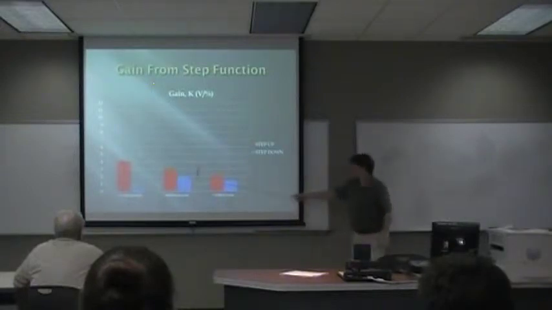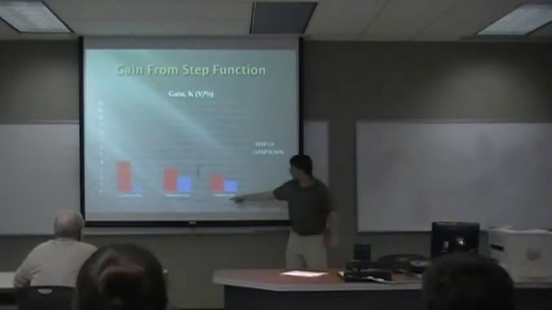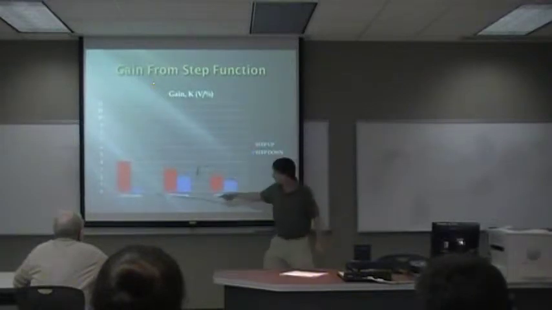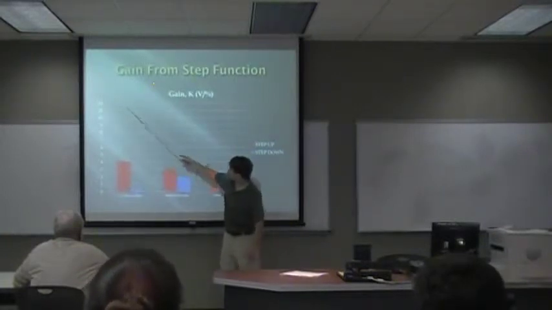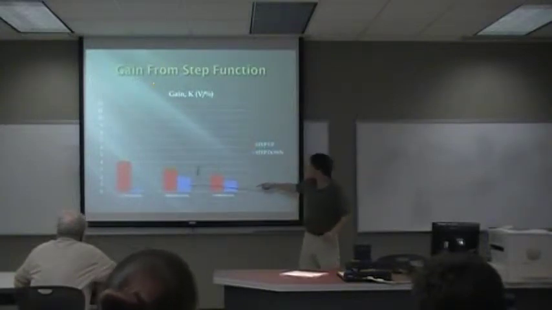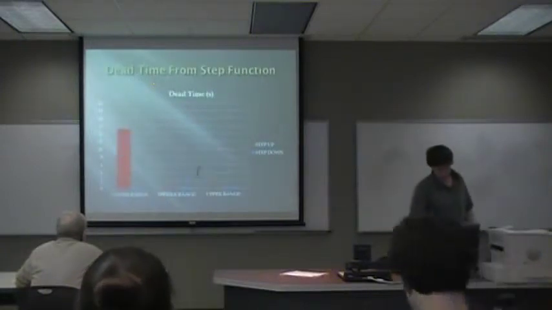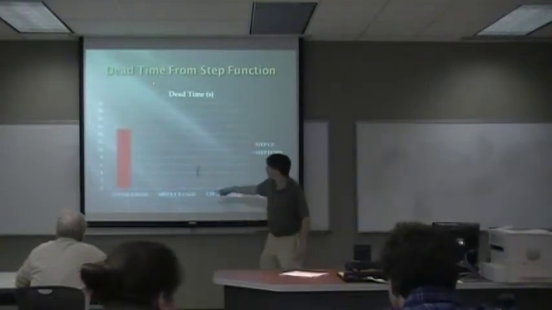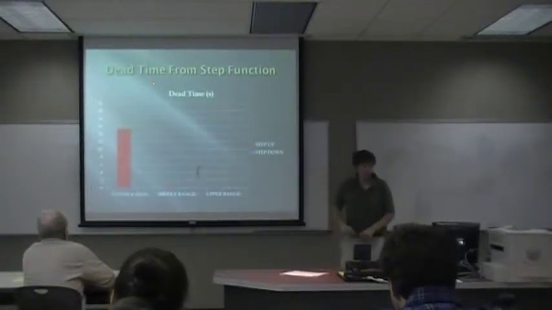As you can see, it's a lot higher in the step ups as opposed to the step downs. There's pretty high error involved in a lot of them. You can see here in the lower range, it goes all the way up to uncertainty. And with the step down, there's a large uncertainty as well for the middle range. The dead time had a very big step up for the lower range as opposed to the middle and the upper range, which are quite small.